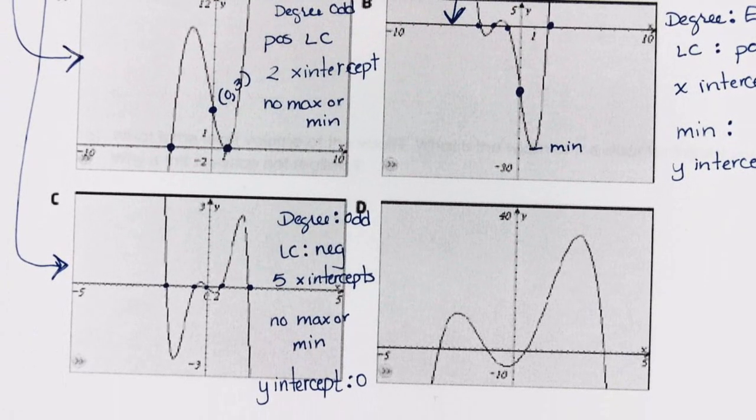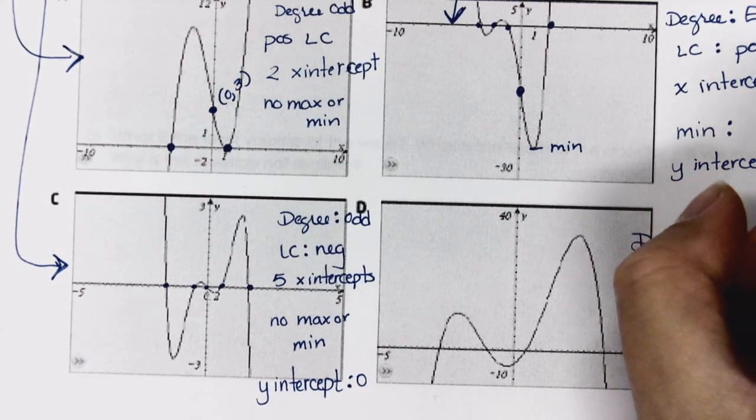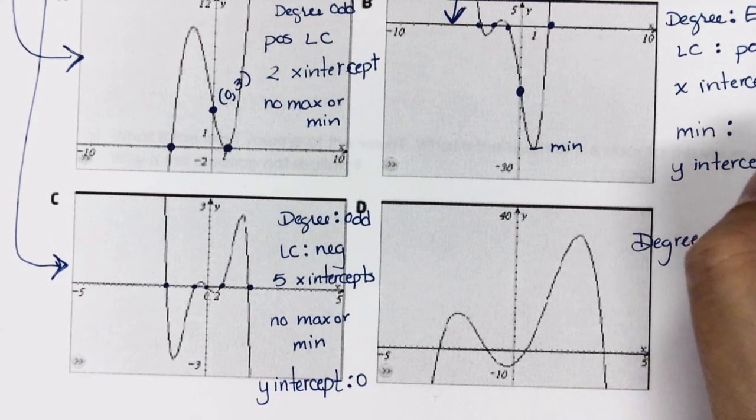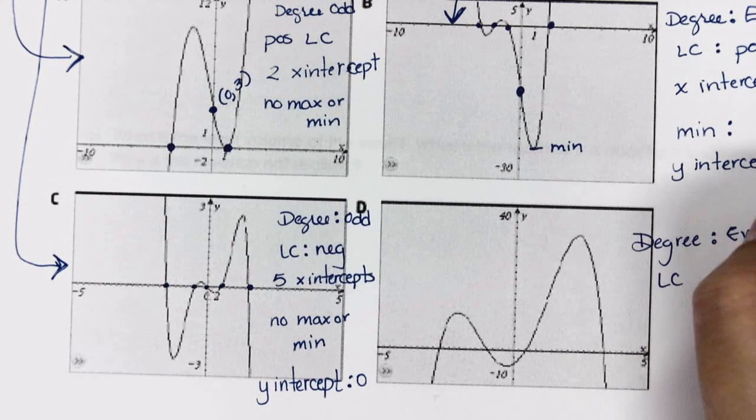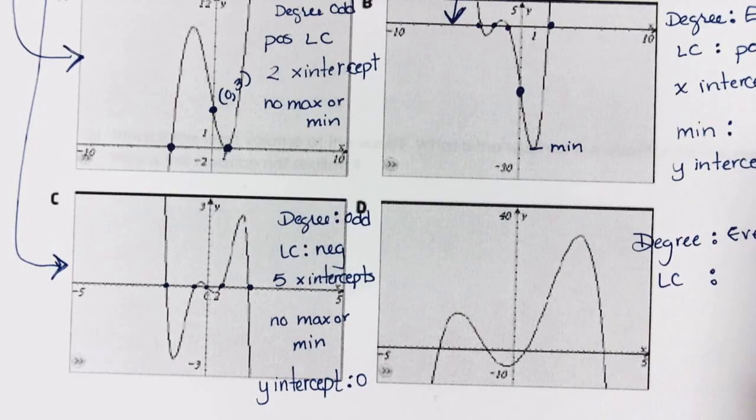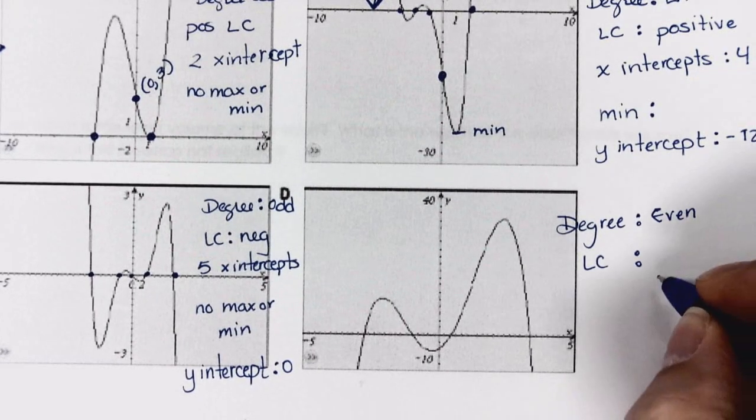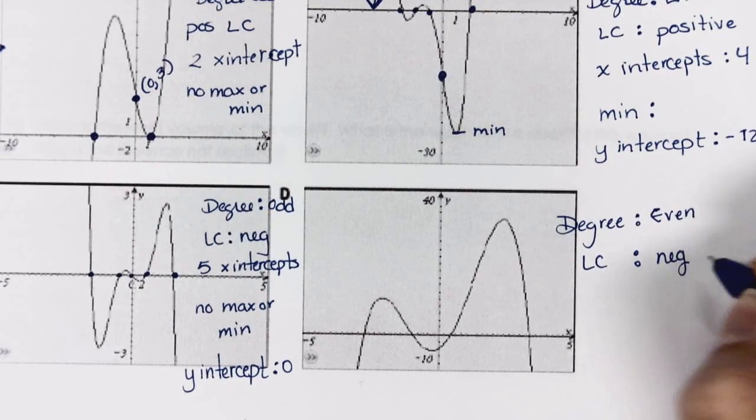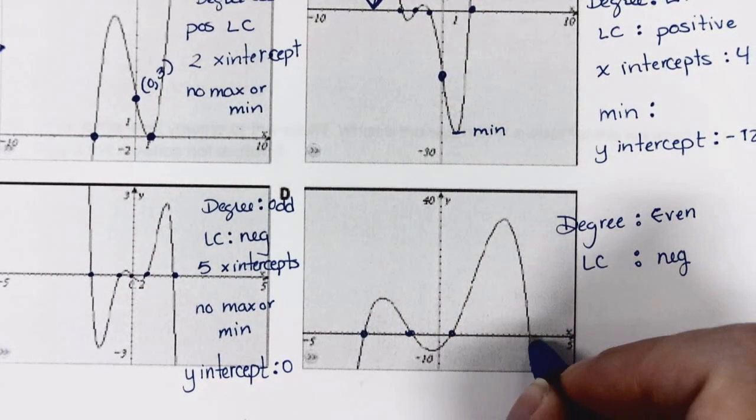Okay, so what do you know about the last one? Degree of 4 and leading coefficient is negative. There's 4 x-intercepts. Yeah? It is A, yes. There's only one left, but do you know why? This is a leading coefficient that is negative. X-intercepts, I have 1, 2, 3, 4.